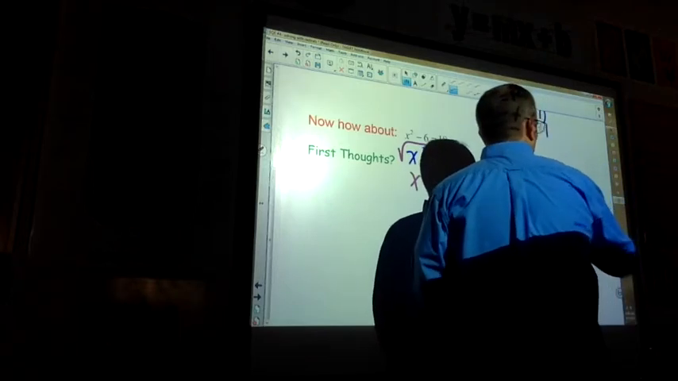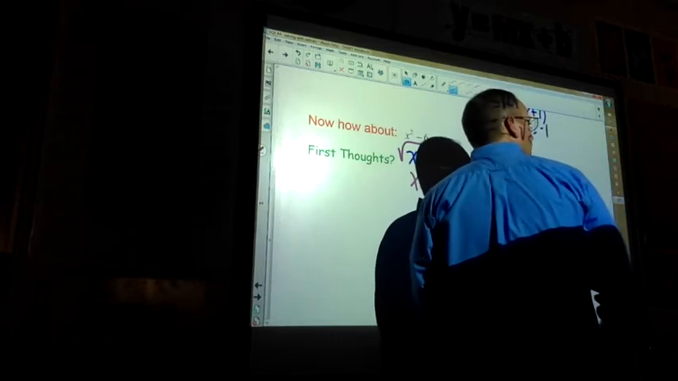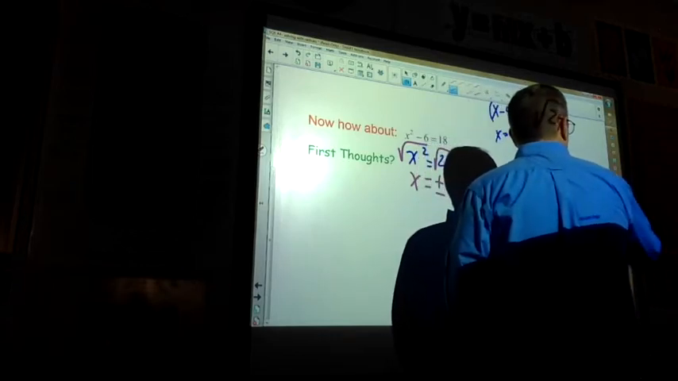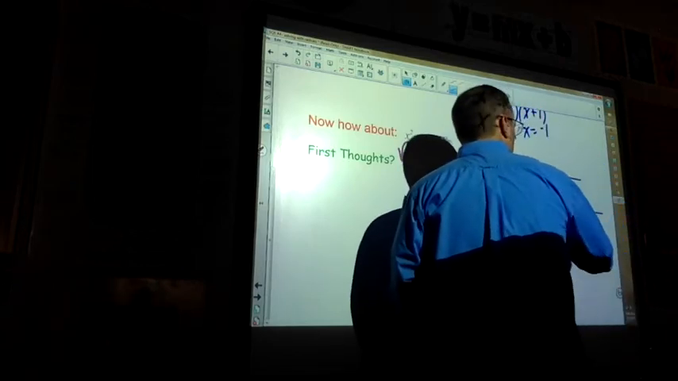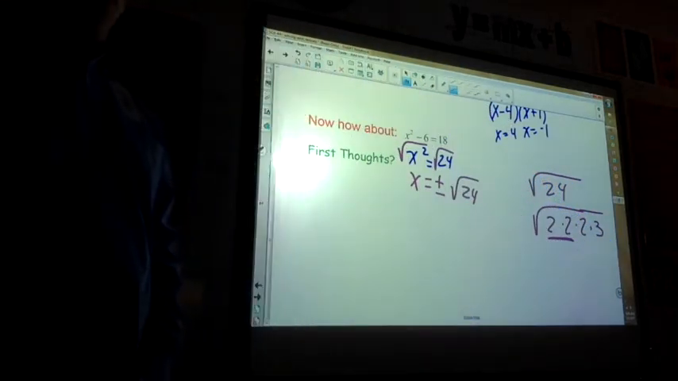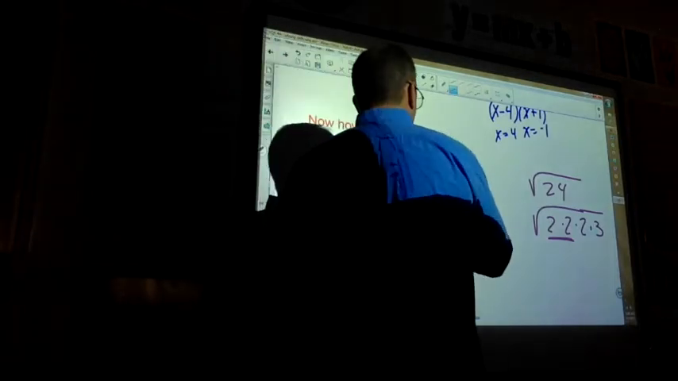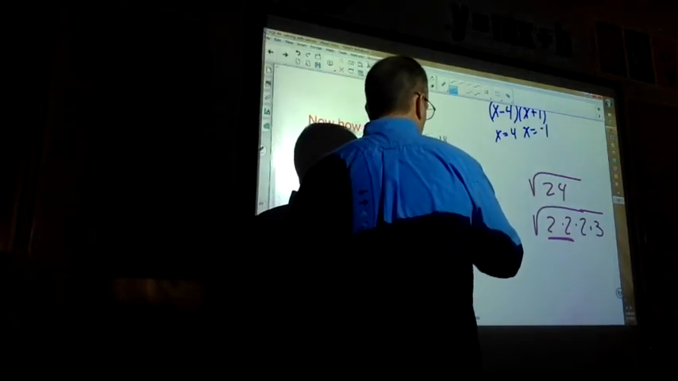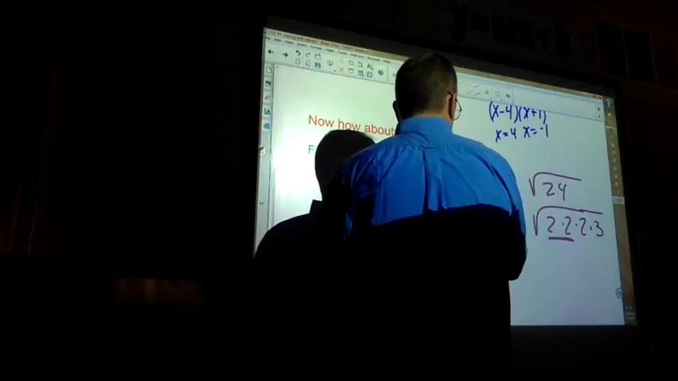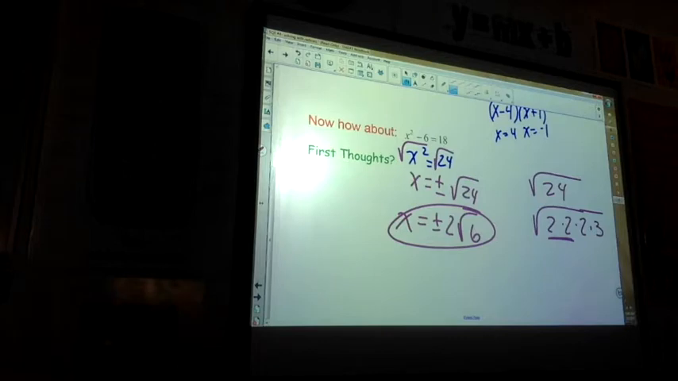24 is 2 times 12. Agree? 12 is 2 times 6. 6 is 2 times 3. I'm looking for pairs. So what does root 24 break down to? 2 square root 6. Okay? So x is equal to plus or minus 2 square root 6. You need to have both components if you take the square root. Okay?